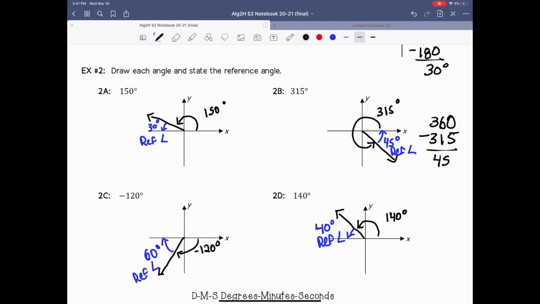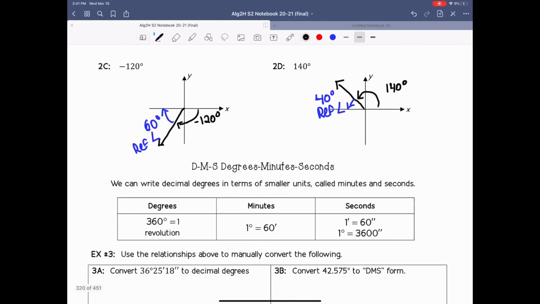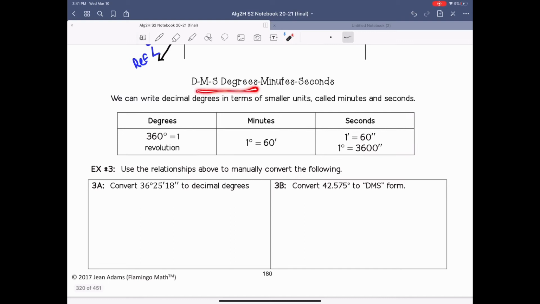So up to this point, we have only talked about whole number degree measures. Now I'm going to introduce the idea of decimal degree measures to you. And when we are talking about degree measures that have decimals, there is a different unit that we are going to be using. And this unit is degrees, minutes, seconds. So in other words, we can write decimal degrees in terms of smaller units called minutes and seconds. And in order to do so, here are some conversion factors that we're going to have to be aware of.